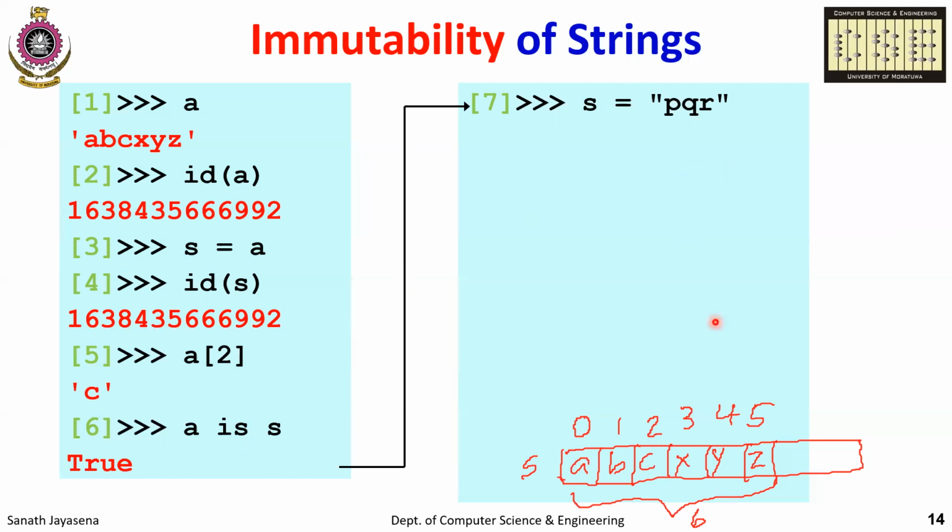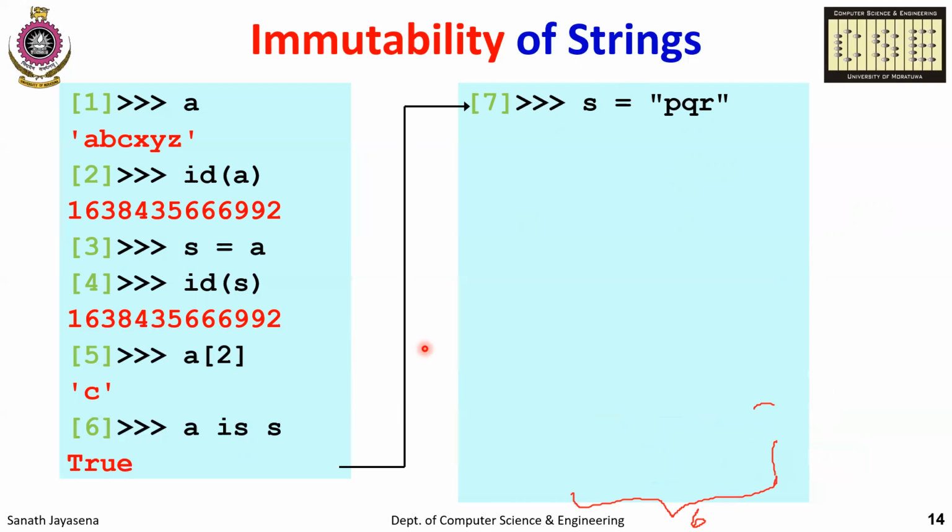Okay, let's continue. Now I say S equals PQR. So S is referring to PQR. What would happen here? Based on our previous discussion with respect to integers, maybe if you don't remember exactly, one possible explanation, which may not be correct, is that S is referring to PQR, and now we are changing the value of the object that used to be ABC XYZ. Will Python complain? Actually, Python didn't complain.